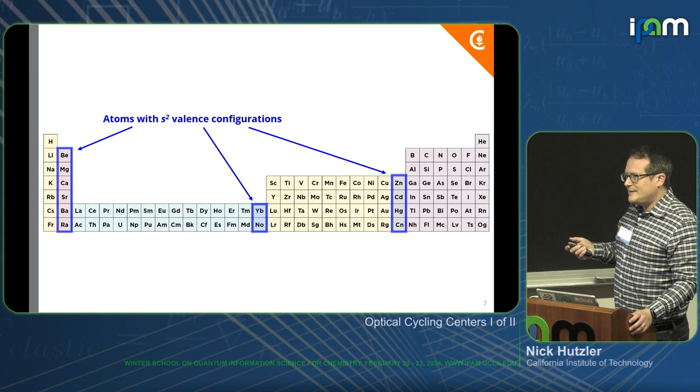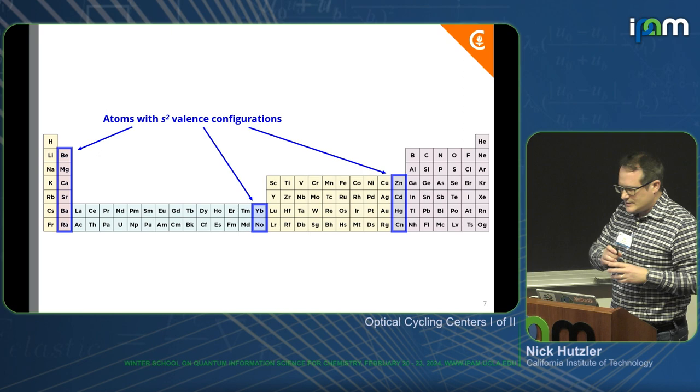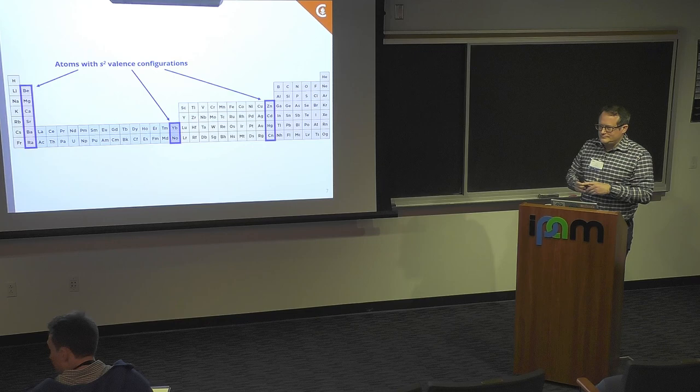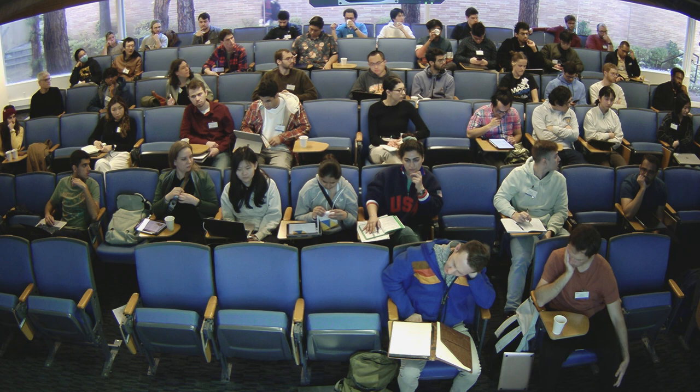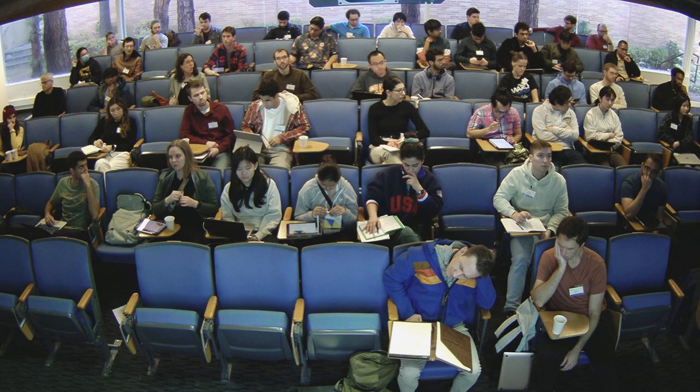These are great questions. Any other questions? Just as a heuristic, would you say that you need a doublet sigma type ground state to minimize the chances of transitioning to other states when you're doing the cyclings?